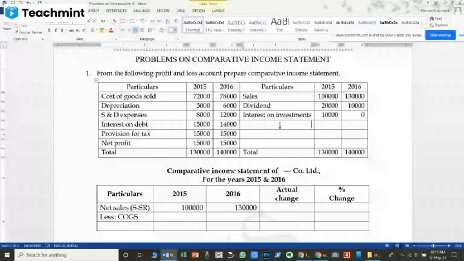I mean expenses and losses are to be recorded on the debit side. Incomes and gains are to be shown on the credit side.